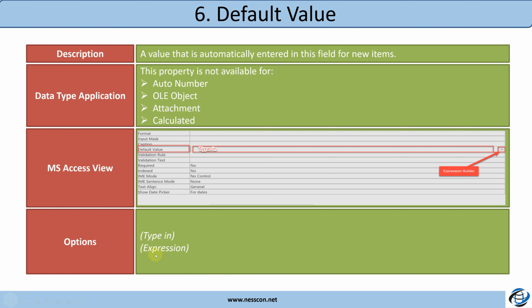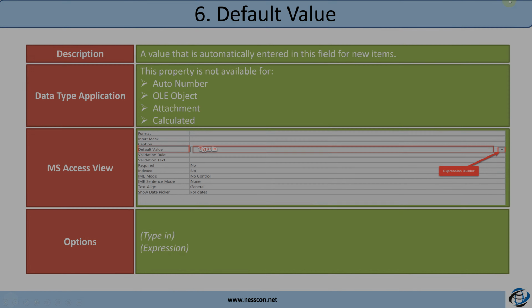So there are two options. One option is type in and one option is expression. So let's go to Access and try it with some options.